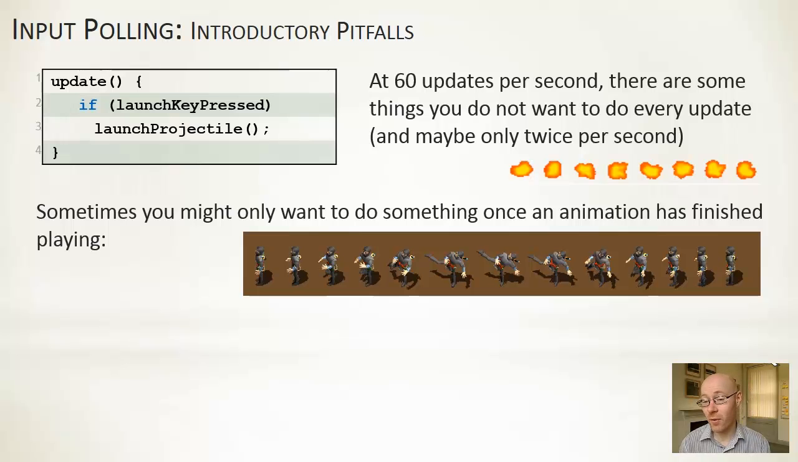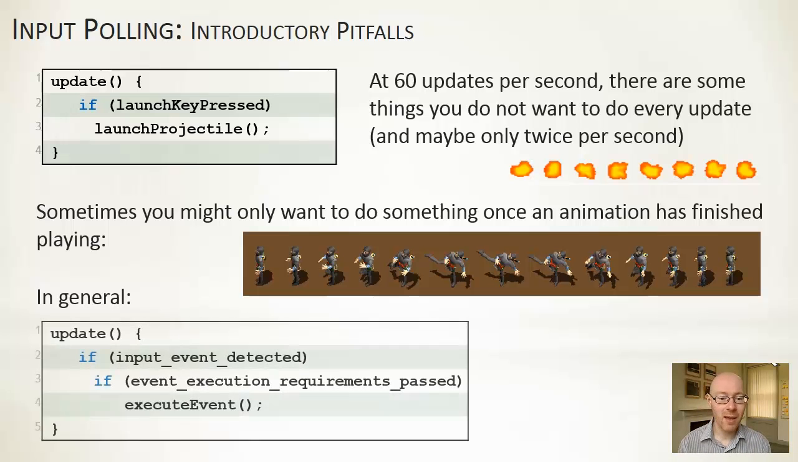So the general form is that if the input event is detected, then check what conditions must be true before you actually want to execute that event. In terms of the projectiles, it may be, was the last projectile shot more than half a second ago? In terms of the animation, it may be, is the player currently in an idle animation or a run animation, something you're willing to transition from?